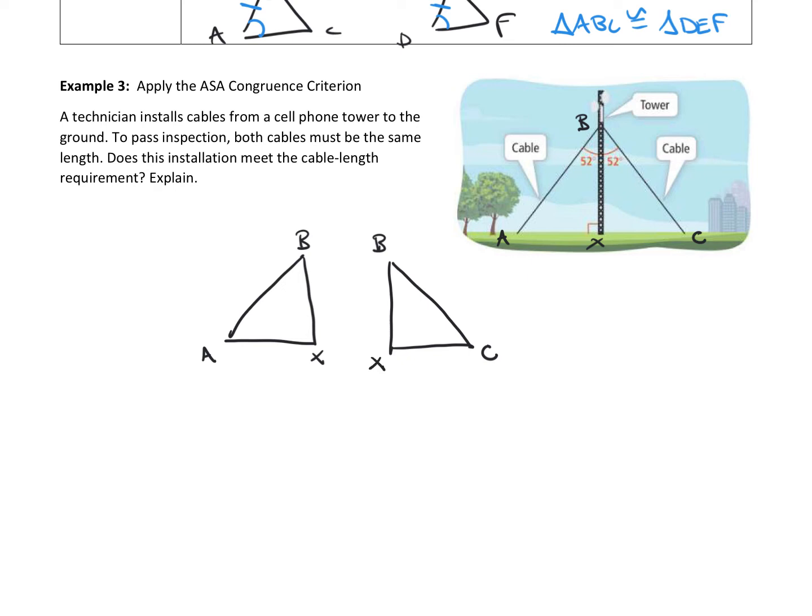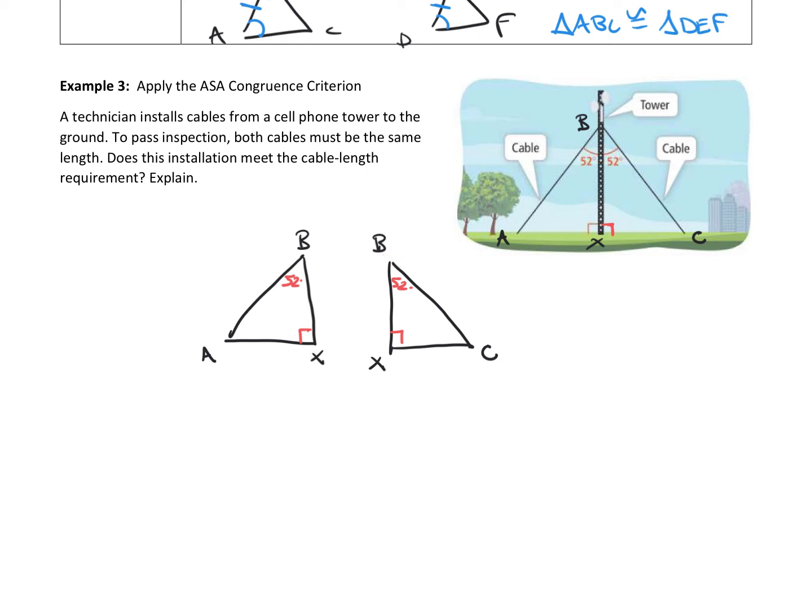We have a right angle. And actually, we'll have a right angle in both triangles because if you're perpendicular, that gives you right angles on either side. And then we also know that we have 52-degree angles up here at angle B. Okay, so BX is right here. BX, that's your tower. BA is the cable on the left. BC is the cable on the right. So does BA have the same length as BC?